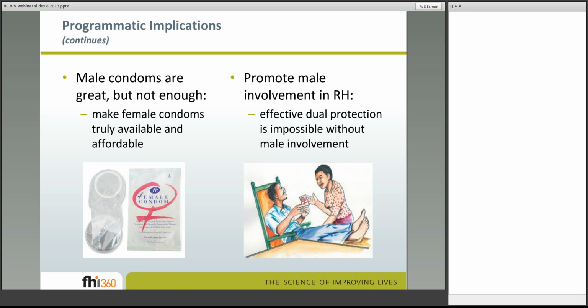When it comes to dual protection, male condoms are great, but not enough. Female condoms remain very much underutilized, and until female condoms are truly available and affordable, dual protection may not be a realistic option for women whose partners refuse to use male condoms. Programs should also promote male involvement in reproductive health. There are many, many good reasons for that, one being that effective dual protection is not possible without male involvement.